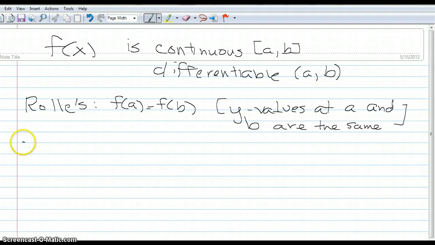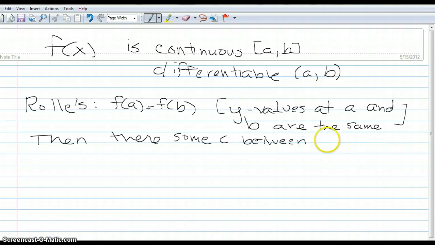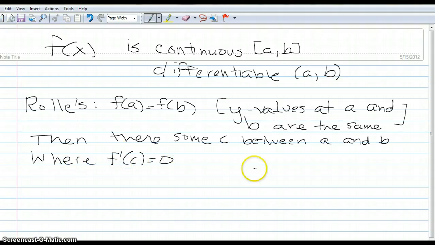Okay, then what Rolle's theorem says is if this is true, then there is some c, some other x value c between a and b, some x value on that interval where the derivative of the function at c equals 0. So we're just saying there's some point where the derivative is 0. From what we've done, that means there's some point where there's a max or a min.